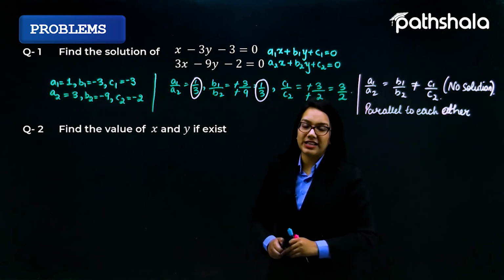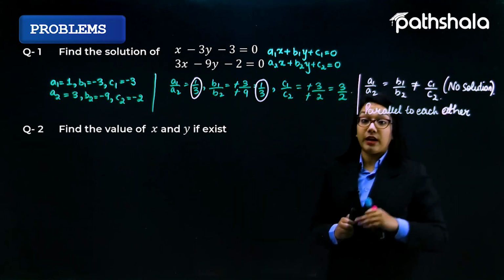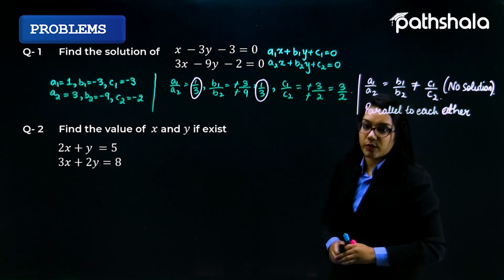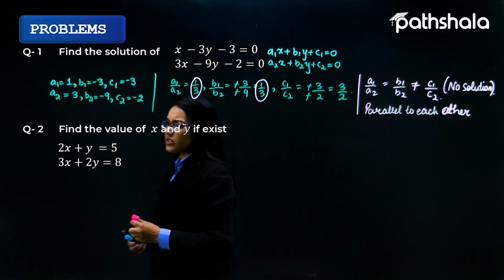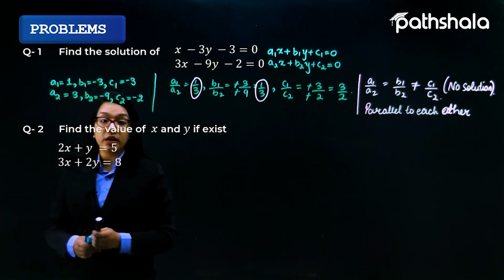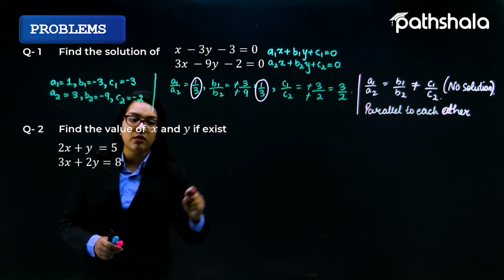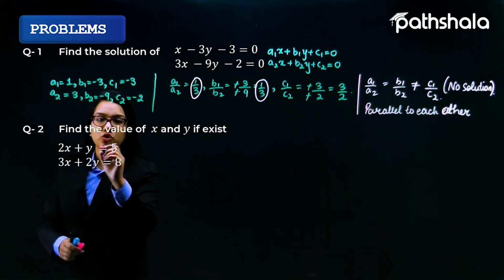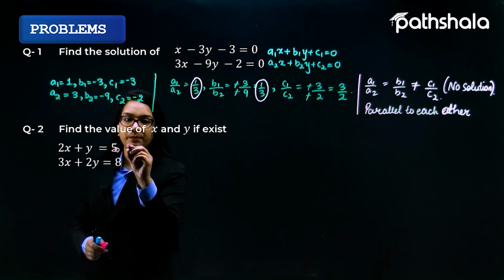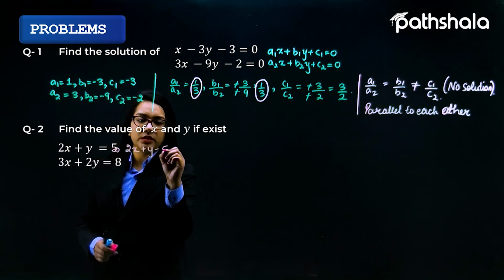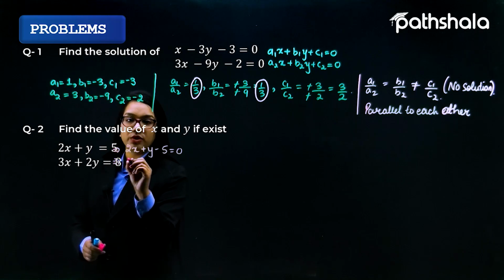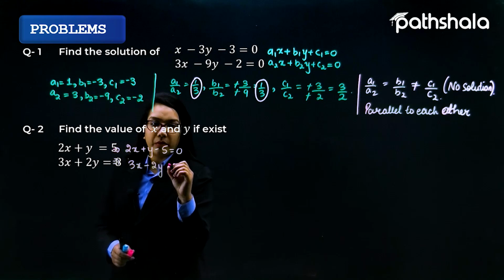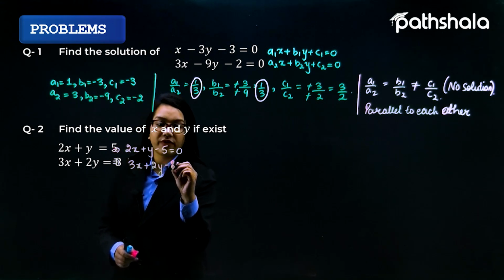The second question says, find the value of x and y if they exist, and the equations are 2x plus y is equal to 5 and 3x plus 2y is equal to 8. First of all, let's convert these two equations into the form a1x plus b1y plus c1 is equal to 0 and a2x plus b2y plus c2 is equal to 0. So we can write this equation as 2x plus y minus 5 is equal to 0, and this equation as 3x plus 2y minus 8 is equal to 0.